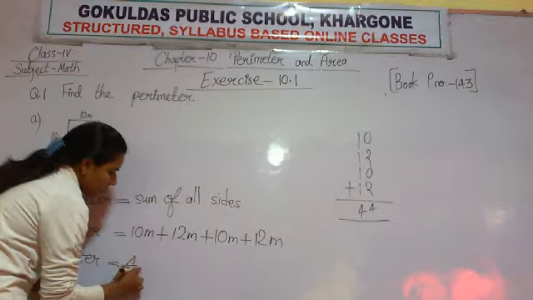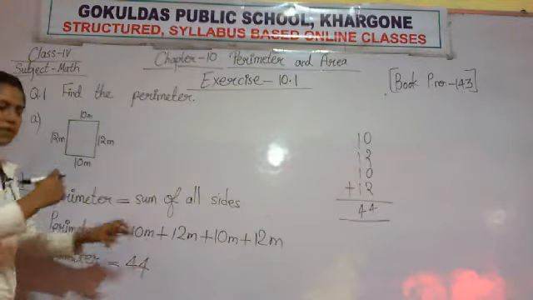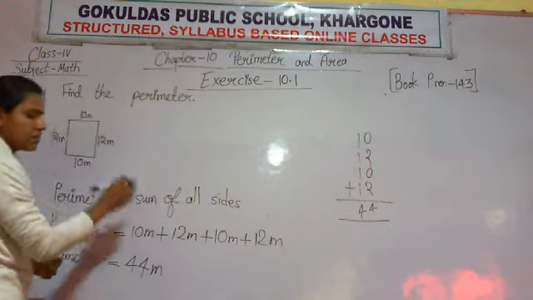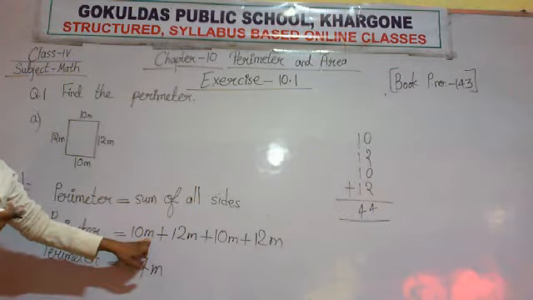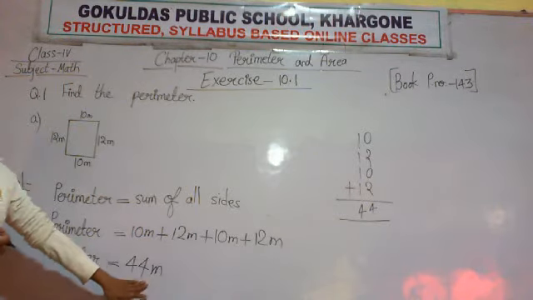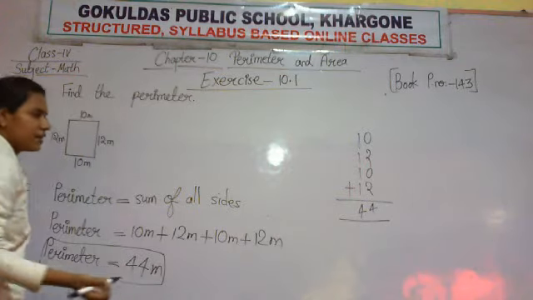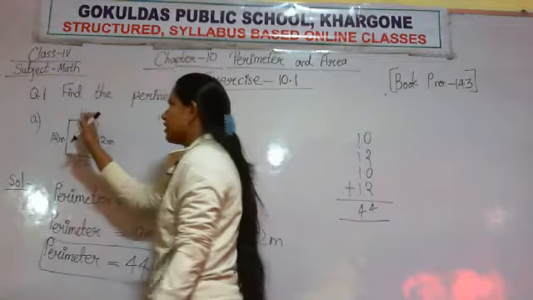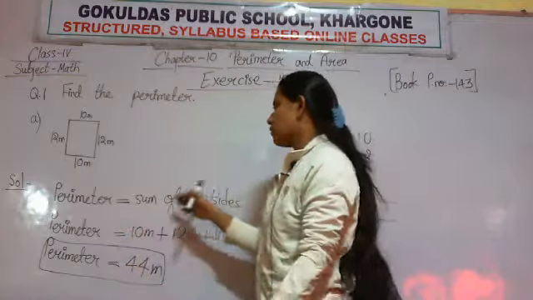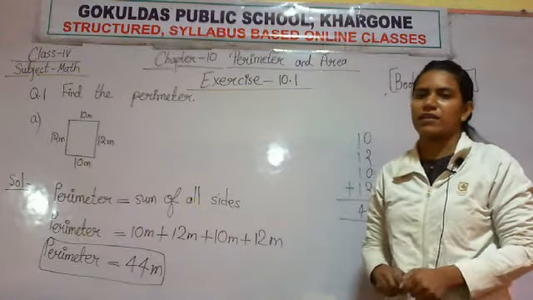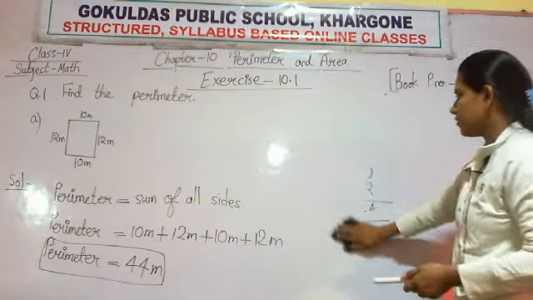So write 44 here. What unit will you use? Meter is given, so write meter. If centimeter is given, write centimeter. Use the unit according to the question. So perimeter here is 44 meter. It is our answer. See, it is very simple. What we need to do is just add the sides. Sum of all sides is known as perimeter. So this is how we find the perimeter.